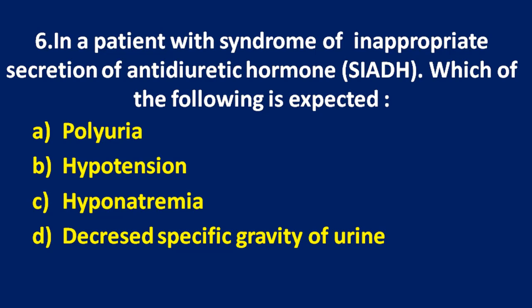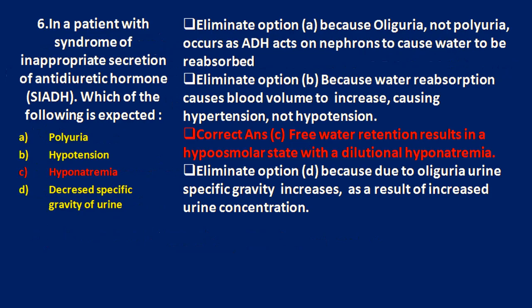Option A, polyuria. Option B, hypotension. Option C, hyponatremia. Option D, decreased specific gravity of urine. SIADH is a condition in which there is increased production of antidiuretic hormone.